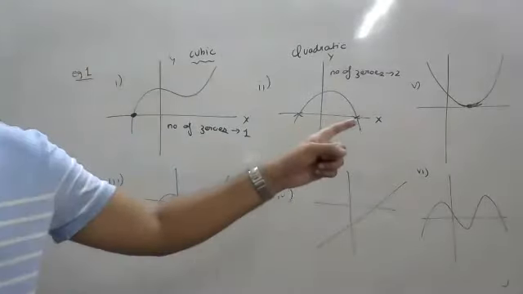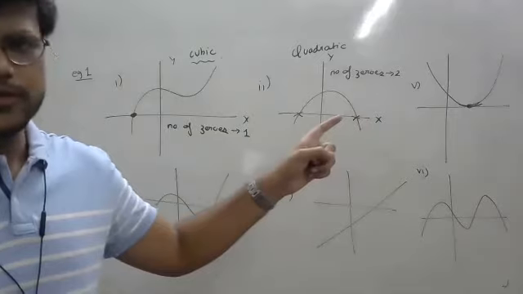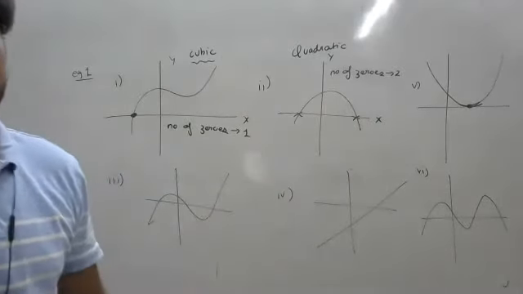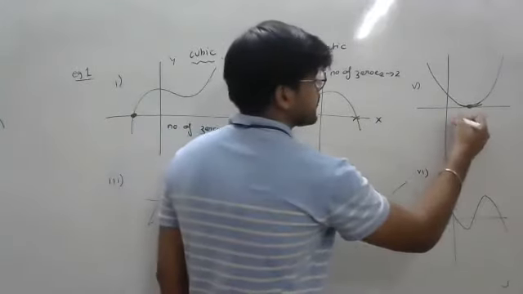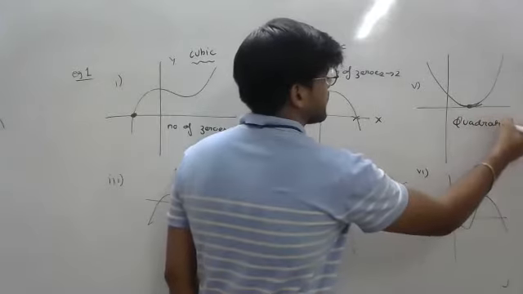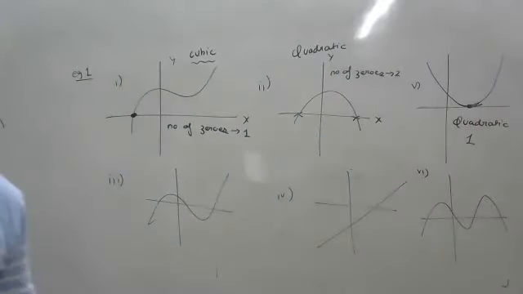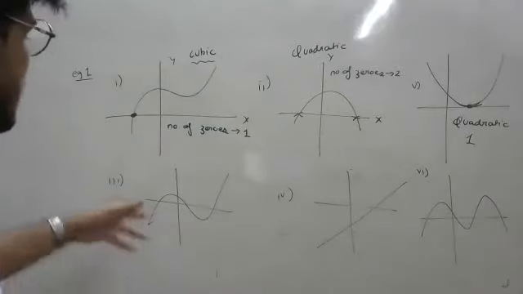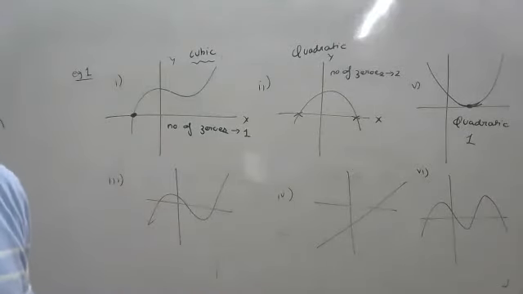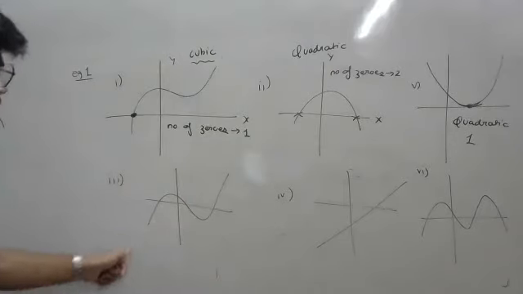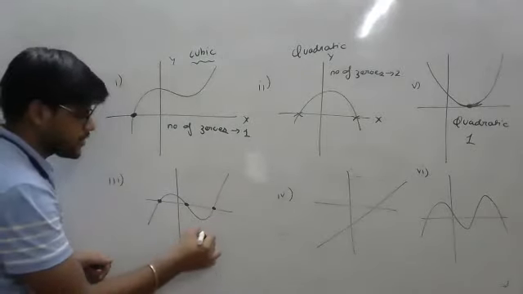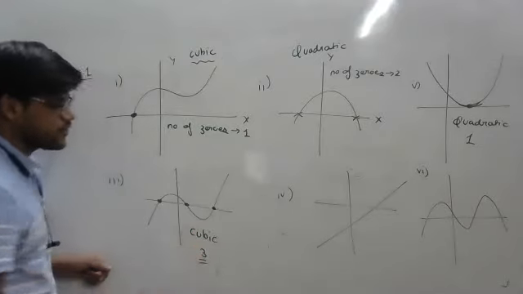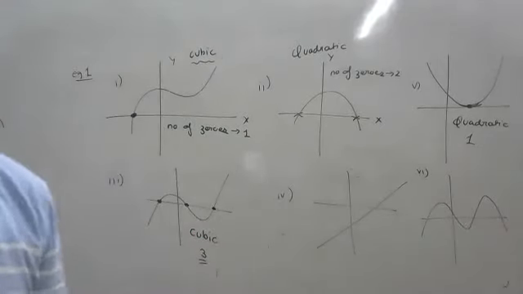Type of equation and number of zeros? Quadratic. Number of zeros, 1. Good. Here, suppose you name it. Cubic and 3 zeros. Cubic with 3 zeros. Cubic and 3 zeros. 4? 3, not 4, beta, it is 3. There are 3 zeros.